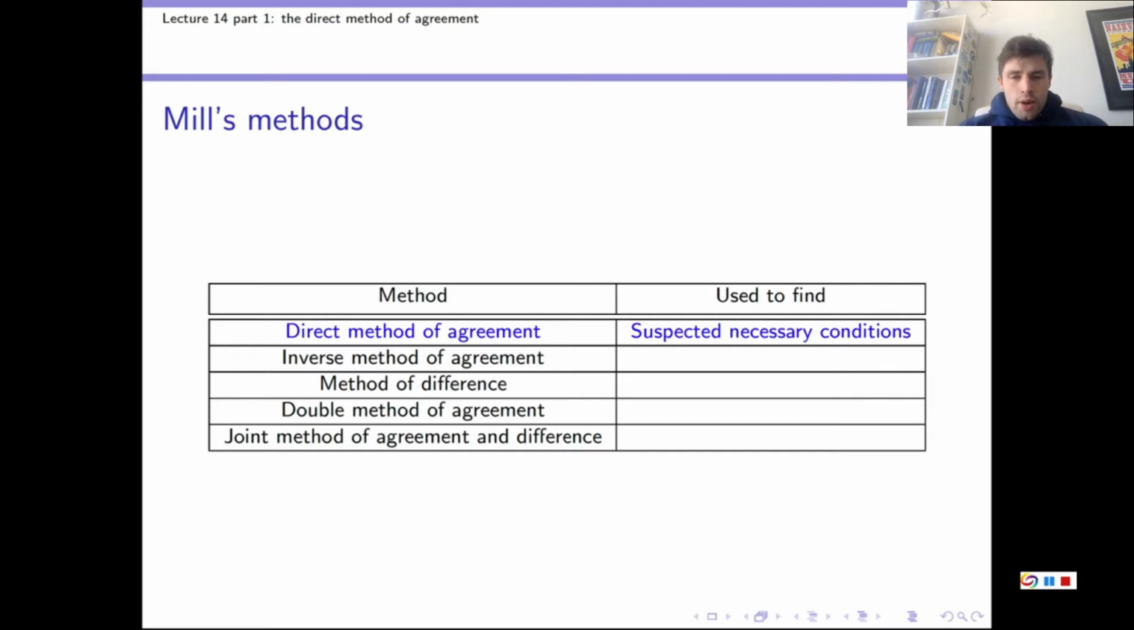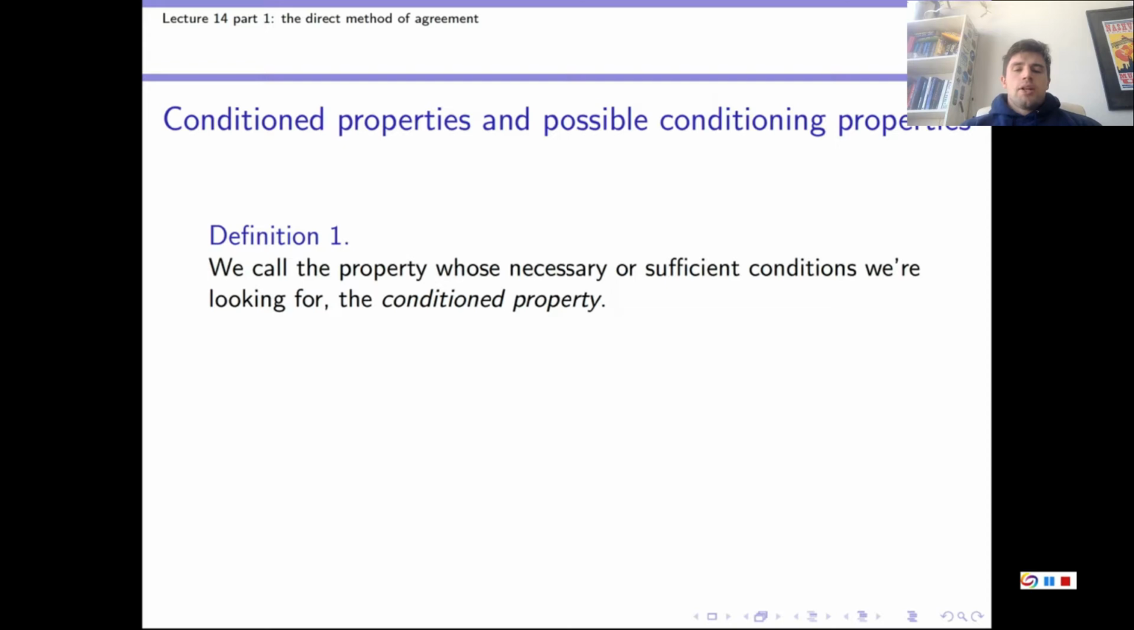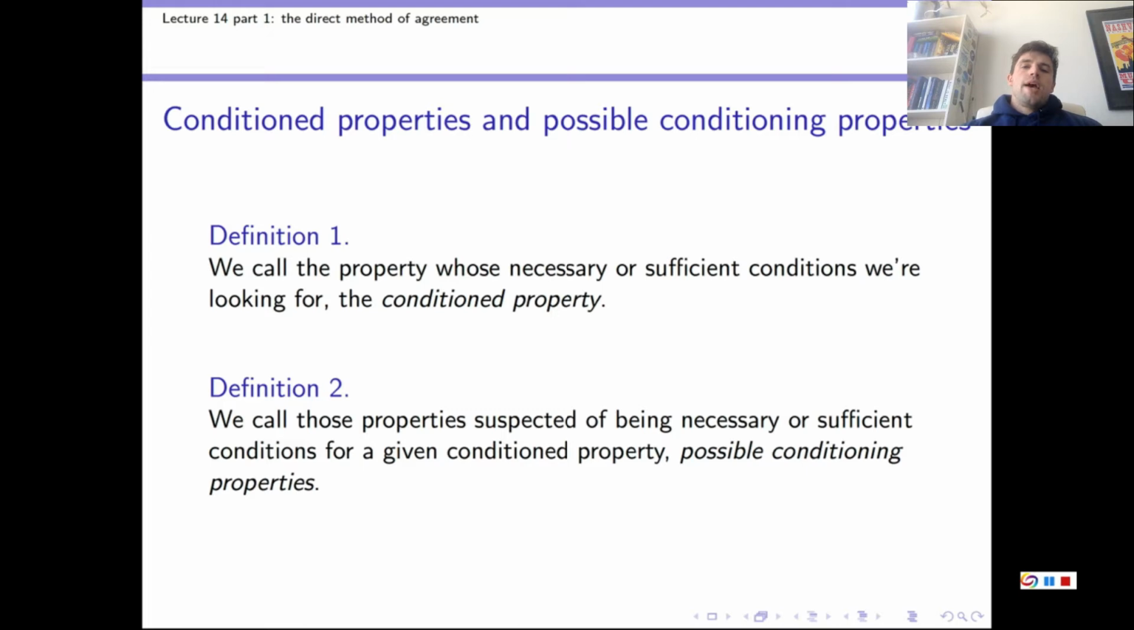So, to the direct method of agreement. The direct method of agreement is a method for narrowing down the possible necessary conditions of a given property. So to begin with, let's get a bit of terminology on the board. We call the property whose necessary or sufficient conditions we're looking for the conditioned property. And those properties that we suspect of being necessary or sufficient conditions for a given conditioned property, we call the possible conditioning properties. The conditioned property might have more than one necessary or sufficient condition, of course.